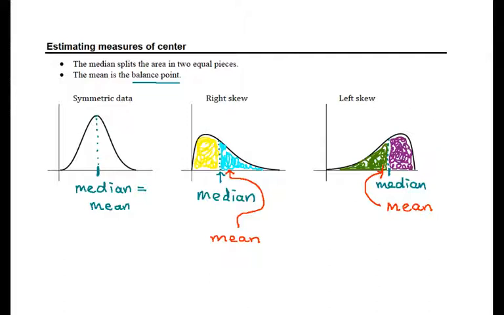So if I were to put a little fulcrum underneath this graph, assuming that it was some kind of solid of equal density, it would balance if I were to place that fulcrum directly under the mean.